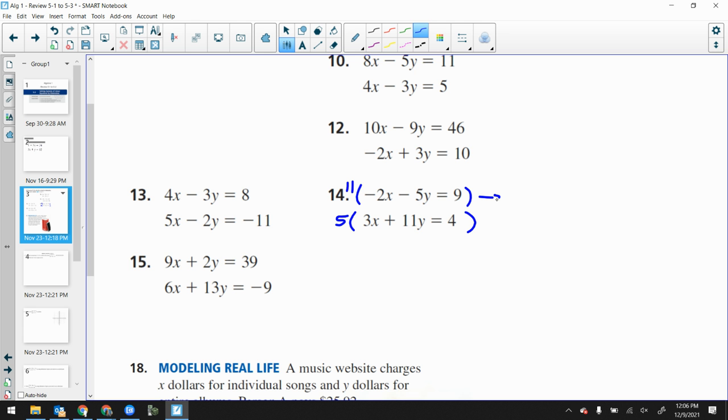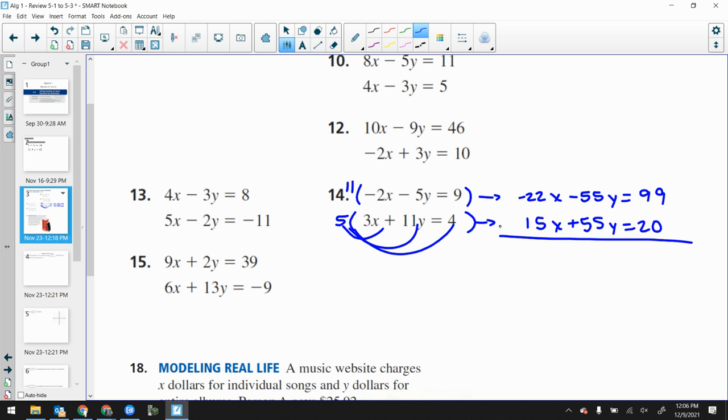So this top equation becomes negative 22x minus 55y is equal to 99. Numbers got big quick, didn't they? That's okay, because they'll get small quick too. 15x, distributing here, 55y, 20. Now we add these two equations together. We add down, we get negative 7x. The y's cancel, and then we get 119.